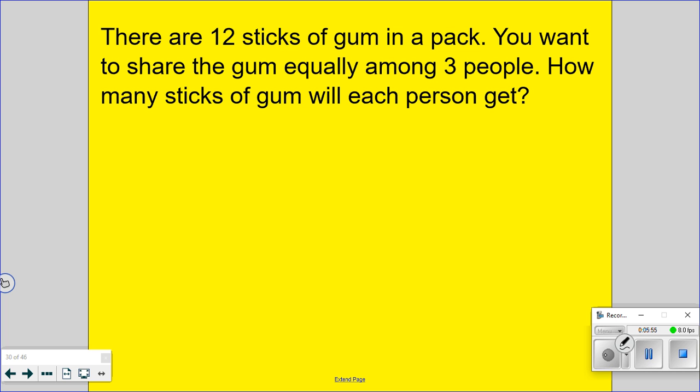There are 12 sticks of gum in a pack. You want to share the gum equally among 3 people. How many sticks of gum will each person get? Read that problem again. Think about, what am I counting? I don't care what the answer is. I want to know what we're counting. That's the question I'm asking.